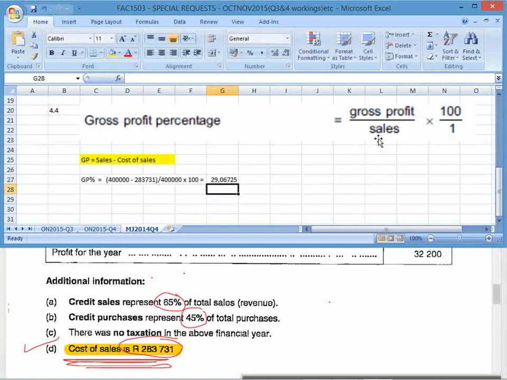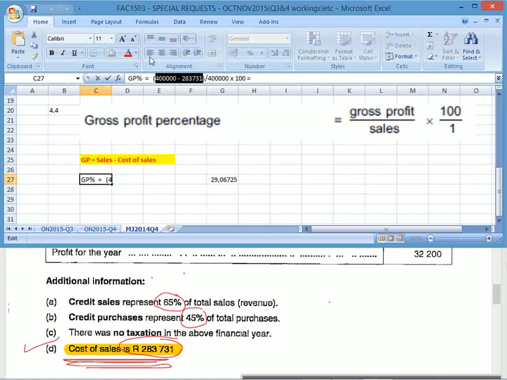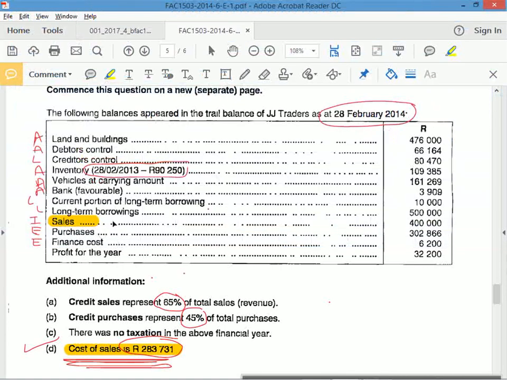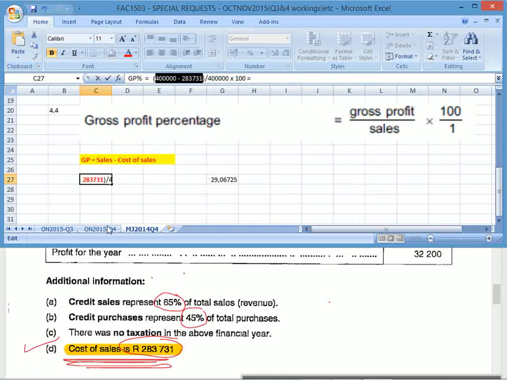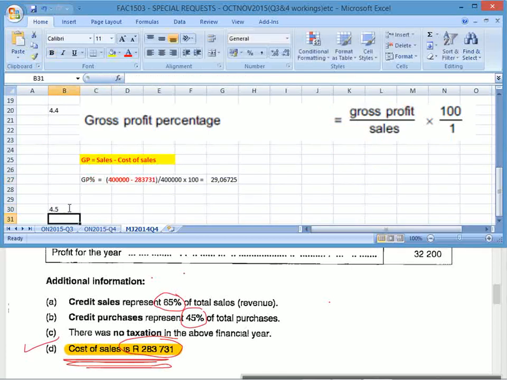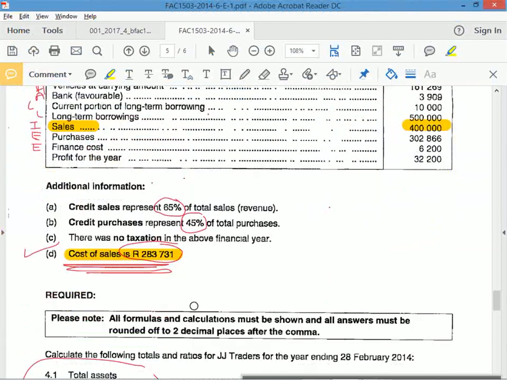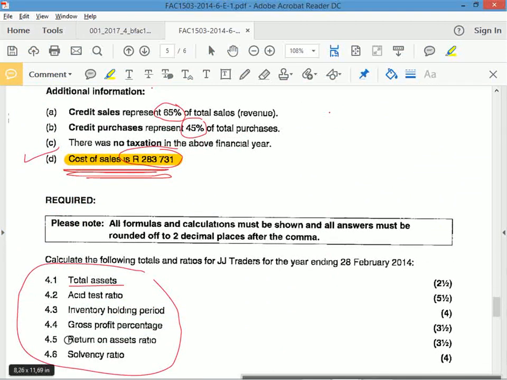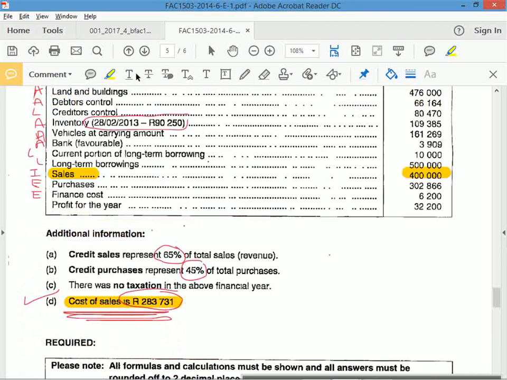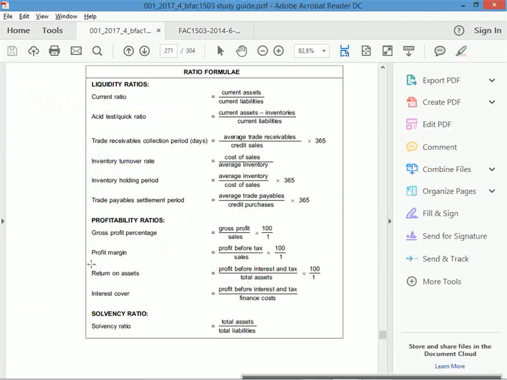Divide by sales. Okay, gross profit divided by sales. Gross profit is sales minus cost of sales. Sales 400, cost of sales 283. Got that? Okay, 4.5. What did they ask for? Return on assets.